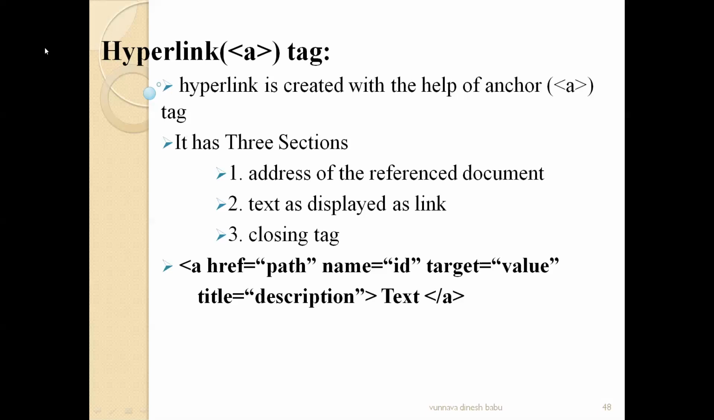And then title. Title is used to give some description about this anchor tag. And then we have to provide text. The text provided will appear as a link. And then we have to close the anchor tag. So see the three sections of the anchor tag. Up to description is the first section, text is the second section, and the closing tag is the third section. So let us see each and every attribute in detail.